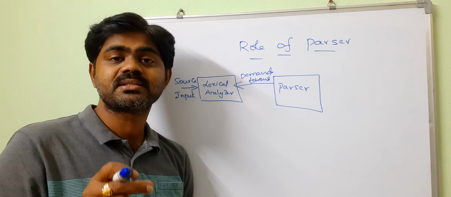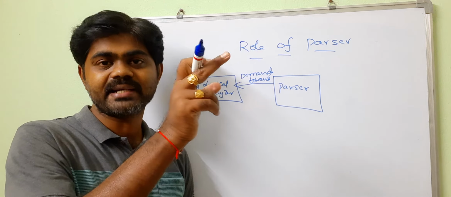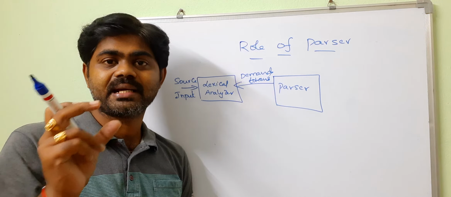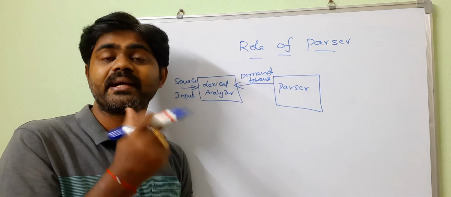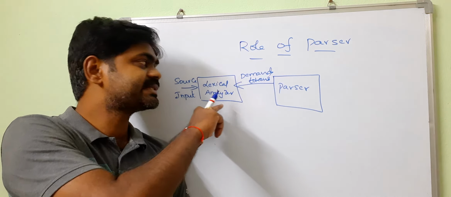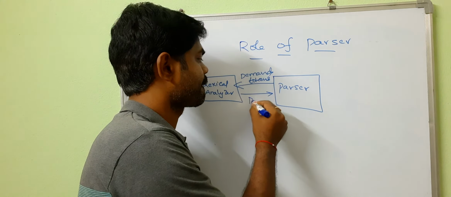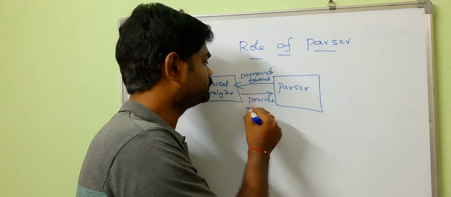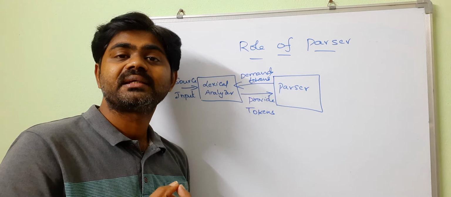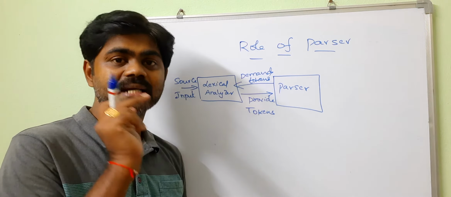What does the lexical analyzer do? The lexical analyzer will check the source input and divide it into tokens, and check whether the parser really demanded tokens or not. Yes, the parser demanded tokens. Now this lexical analyzer will provide tokens to the parser. Once the parser has tokens, the job of the parser is to construct a parse tree.